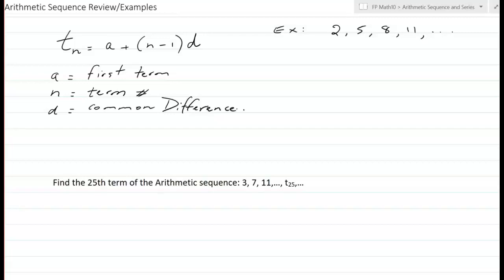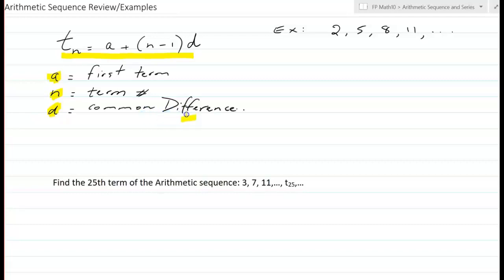Hello again. So today we are going to review arithmetic sequence and then we're going to go through some examples. All right, just a quick review. The formula for the arithmetic sequence, finding any terms in arithmetic sequence, is given by this formula right here. T sub n equal to a plus n minus 1 times d, and these are the definition of each of the variables. First term is a, n is number of terms, and d is the common difference.